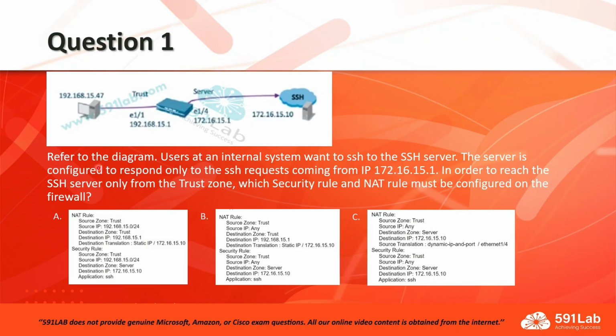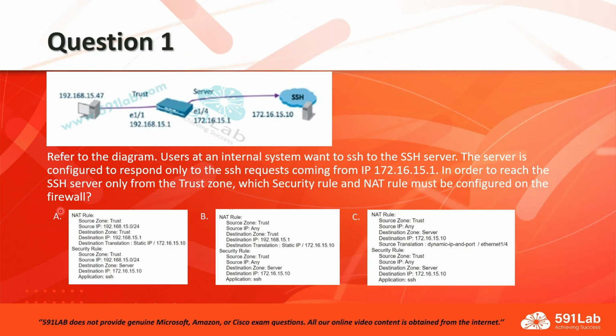Question number 1 is as follows. Refer to the diagram above. A user at an internal system wants to SSH to the SSH server. The server is configured to respond only to SSH requests coming from IP 172.16.15.1. In order to reach the SSH server only from the trust zone, which security rule and NAT rule must be configured on the firewall?